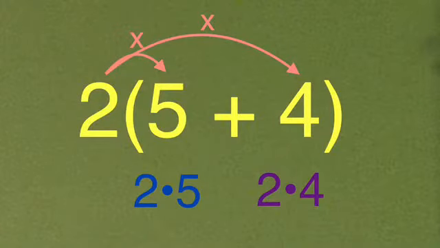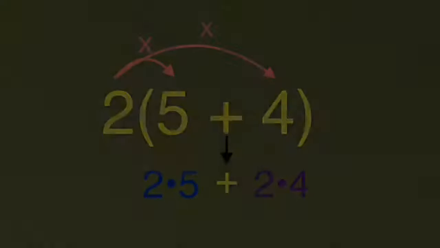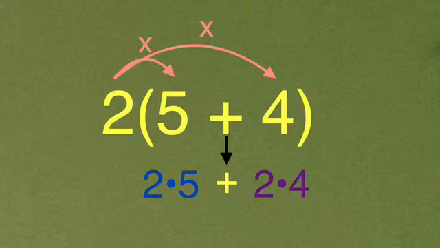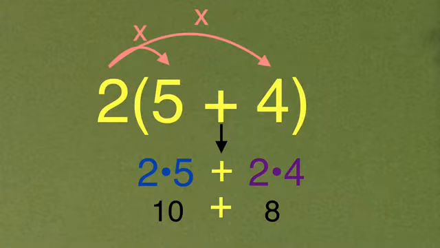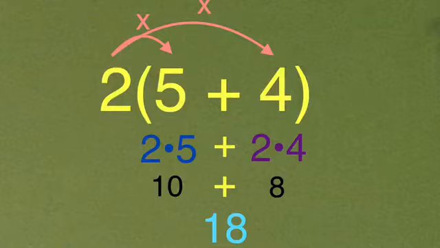Then we're going to do 2 times 4. Since we have an addition operation that we have not used, we're just going to bring that down with our products. Now we're going to use the order of operations to finish simplifying. 2 times 5 is 10. 2 times 4 is 8. 10 plus 8 equals 18.